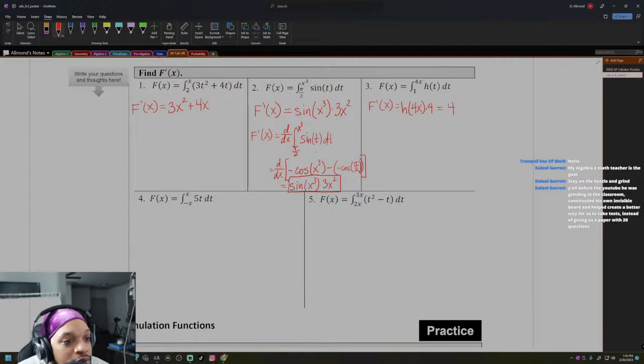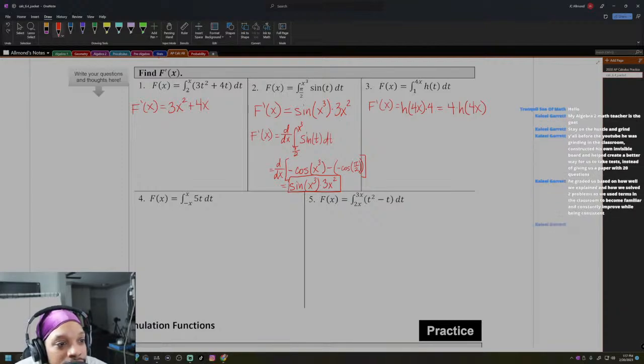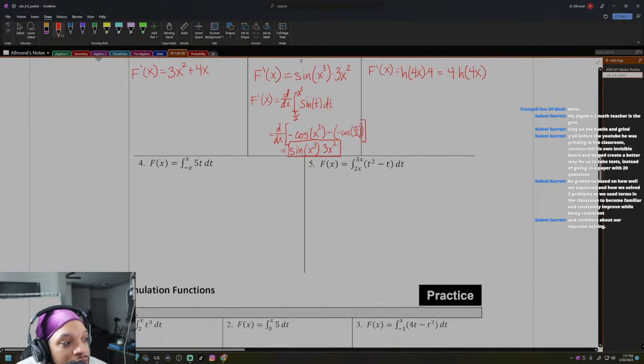So you can put 4 times h of 4. Okay, so every time you're trying to find f prime of x, you cancel out the derivative and then multiply times g prime of x, right? Yeah. But if it's on top, minus the derivative of h of 1, which is 0. Yeah.